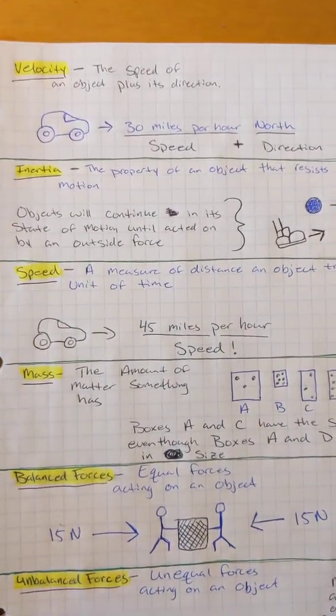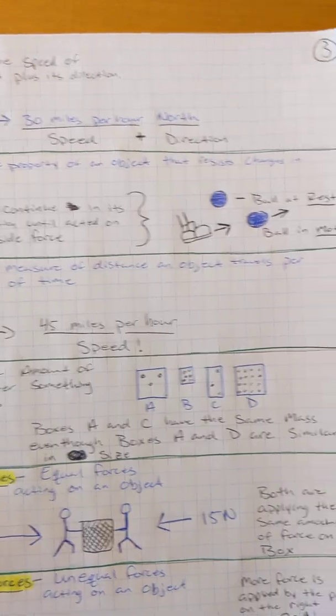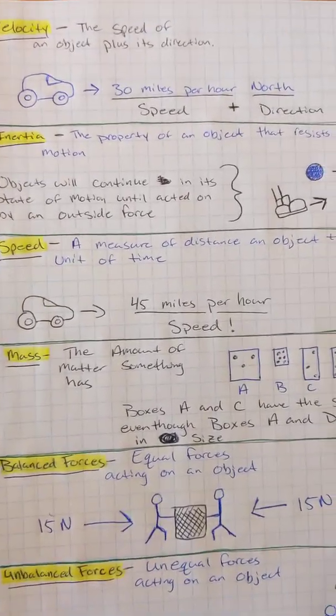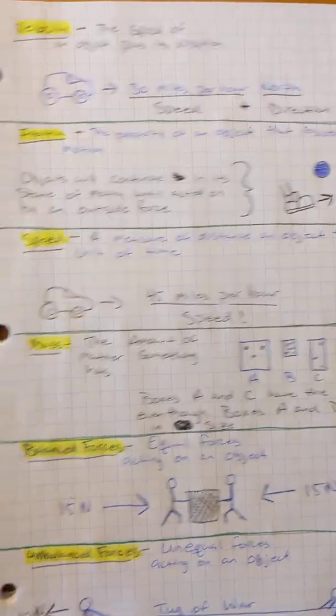Speed is a measure of distance an object travels per unit of time. So I went back to the car example here, 45 miles per hour, so that's speed.